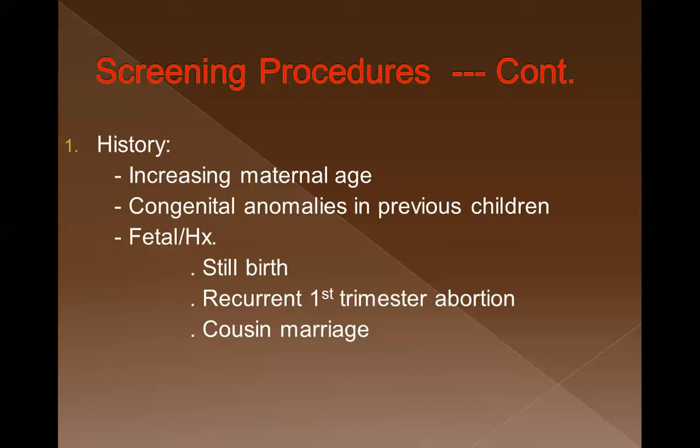In the history, first, increasing maternal age: as the age of the mother increases, the suspicion of development of congenital anomaly increases, so it is considered a risk factor. Number 2, congenital anomaly in previous children. Fetal history, such as stillbirth, recurrent first trimester abortion, or cousin marriage. These histories are highly suspicious for a congenital anomaly.